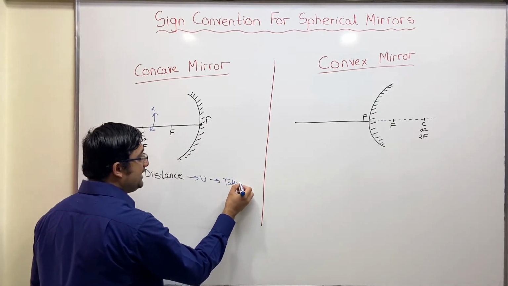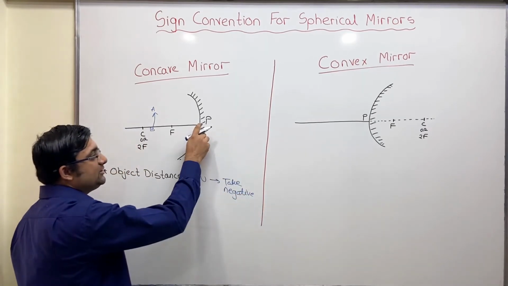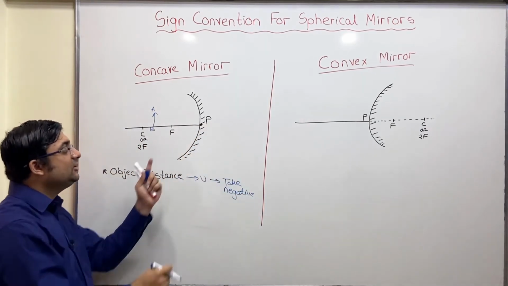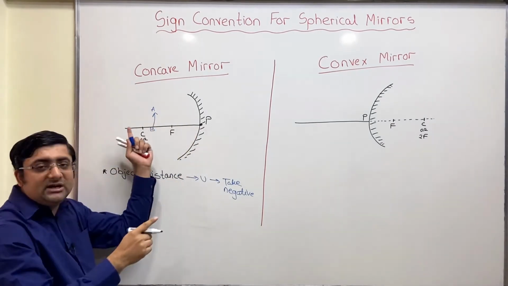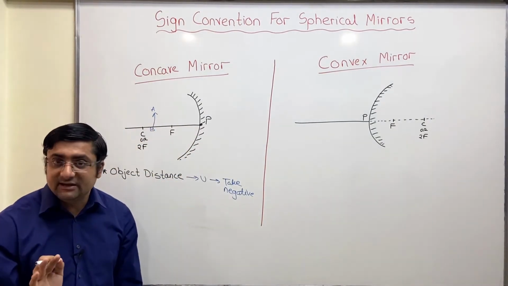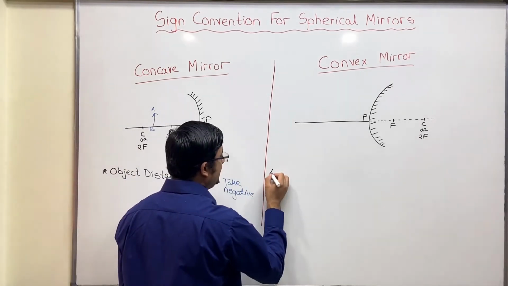So take negative. I repeat, see, my pole is basically my origin. Anything towards the left is negative. So the object will always be placed to the left of the pole, na? Hence object distance will always be taken as negative. Is this clear? Similarly, guys, we'll do it over here as well simultaneously.